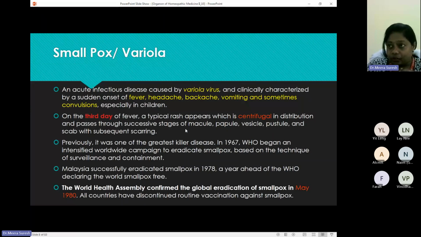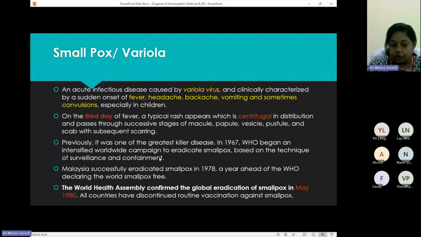So this is one of the things where we need to differentiate from chickenpox. In chickenpox, when we see the patient, he will be having all these varieties of skin changes or rash changes at the same time. But in case of smallpox, it will be stage by stage. So when you are seeing macule in a patient with smallpox, he will be having only macule. Then it will go to the next stage, papule, like that. We cannot see all the types of rashes in the same person in case of smallpox. So previously it was one of the greatest killer diseases.